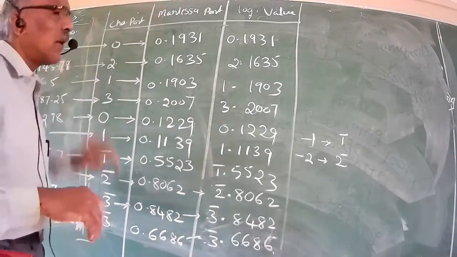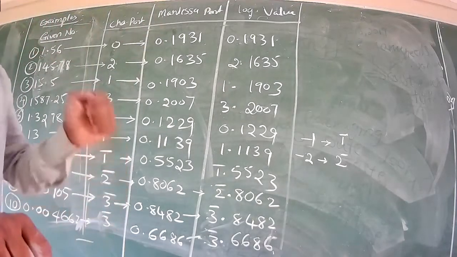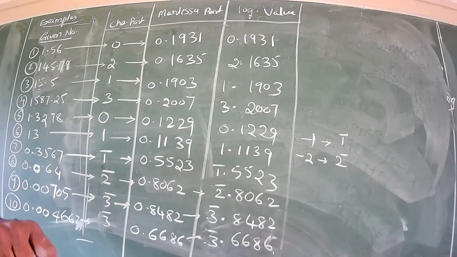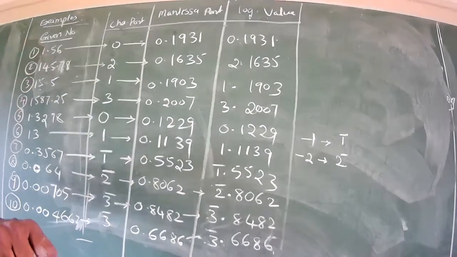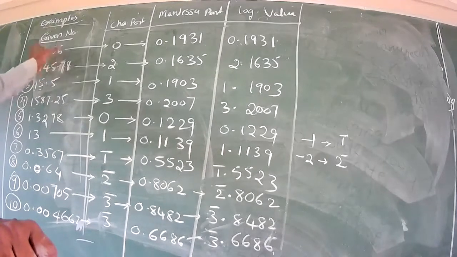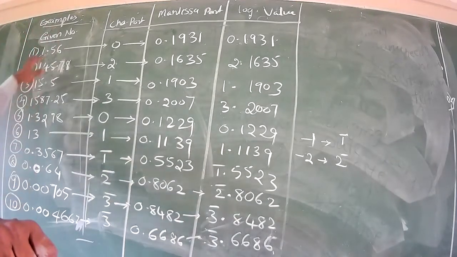Next is the mantissa part. The mantissa part can be found, as I said, by using the logarithm table. Go to the logarithm table. Now forget the decimal point at present. Take the 4 digit numbers; here only 3 digits are there. Ignore the decimal point once, and then it becomes 3 digits, 156.